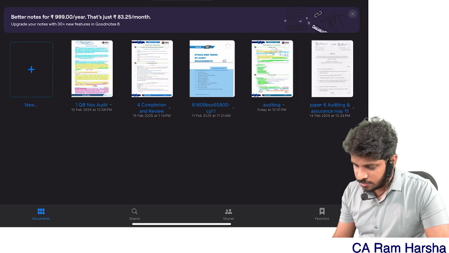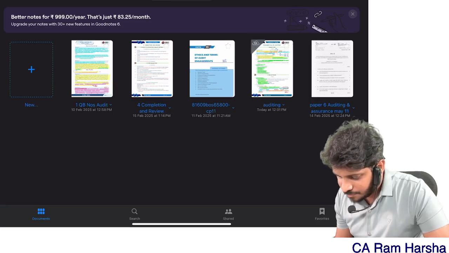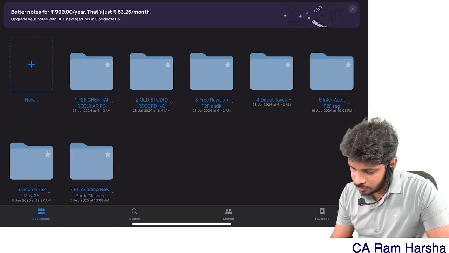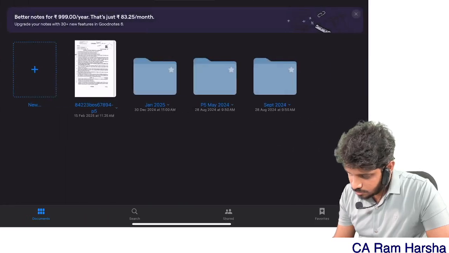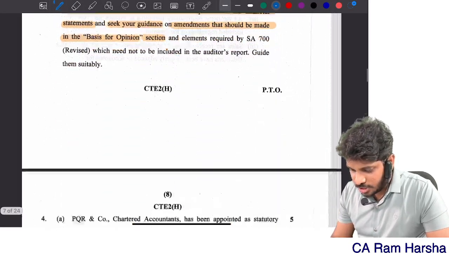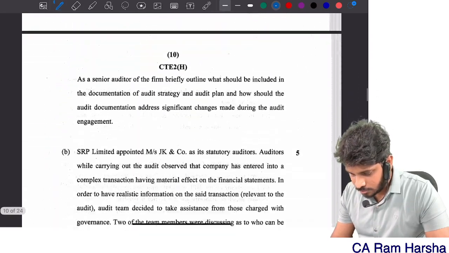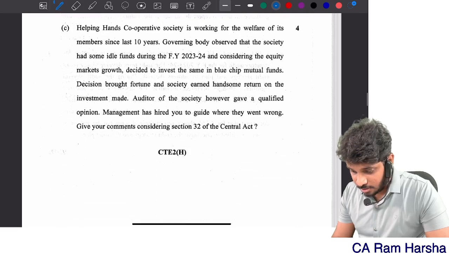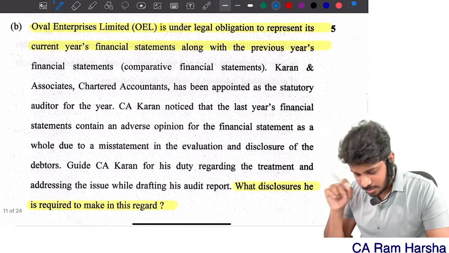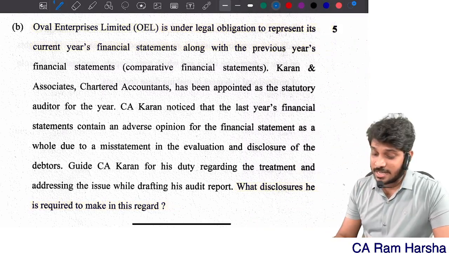This one, no, not this one. That's a beautiful paper of mine. Where is that question? Jan 25. Okay, wait. Yes, in this question I will show you. This is the Jan 25 paper. A 5 marks question, 710 standard.